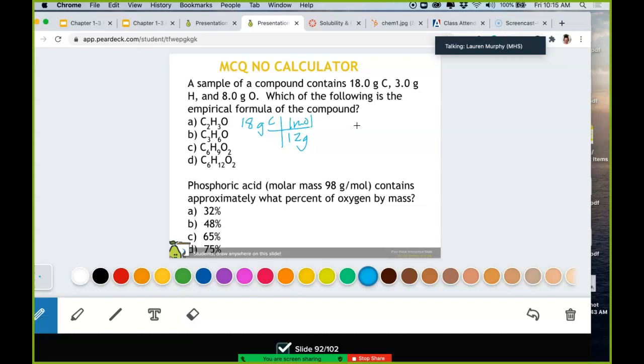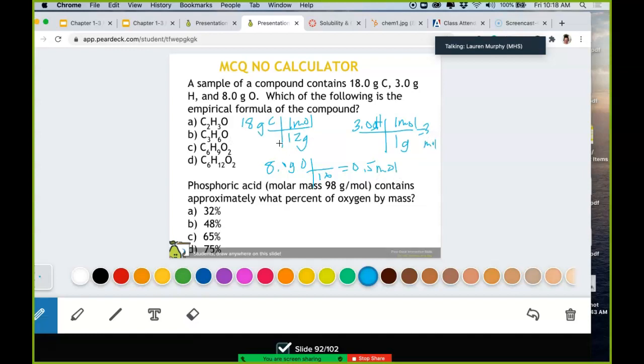And then 3.0 grams of hydrogen. Now, I realize that hydrogen is 1.01, but don't make your life hard. Just call it 1 gram per 1 mole. Oxygen is nice. It's just 16. So 8 divided by 16 is a half. So this is 0.5. 3 divided by 1 is 3. So this is 3. Again, these are moles.